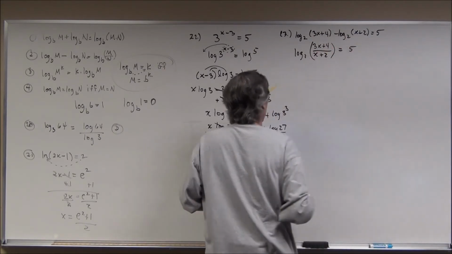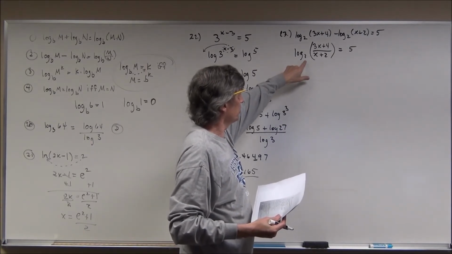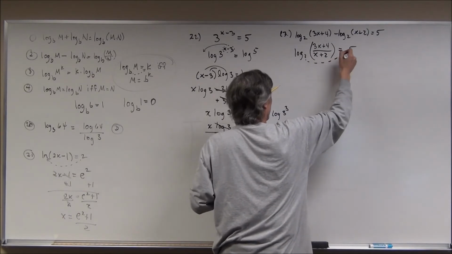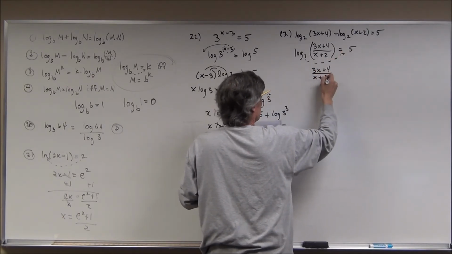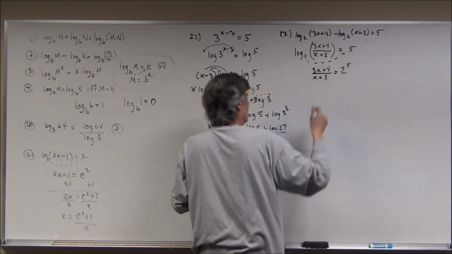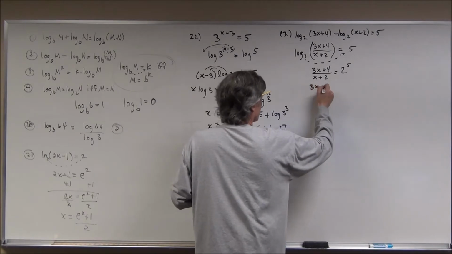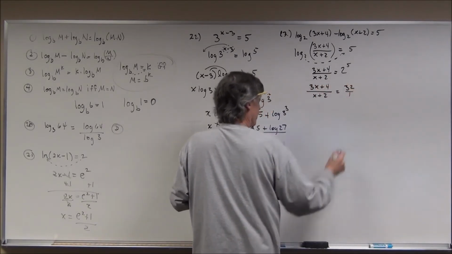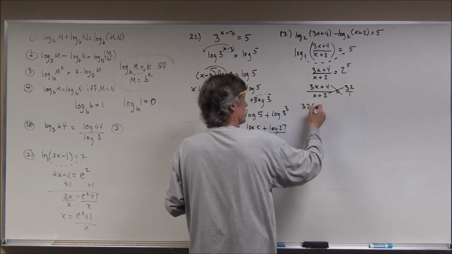And that equals 5. Now I don't know how to solve that because it's a logarithm, so I'm going to convert it to an equivalent exponential by bringing the 2 over as the base of the exponent, and I get 3x plus 4 over x plus 2 is equal to 2 to the 5th, which is 2 times 2 times 2 times 2 times 2, 32. So I have 3x plus 4 over x plus 2 is equal to 32. If you want, put it over 1. So now you can solve by cross multiplying.